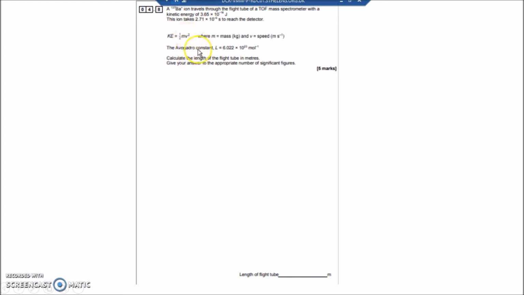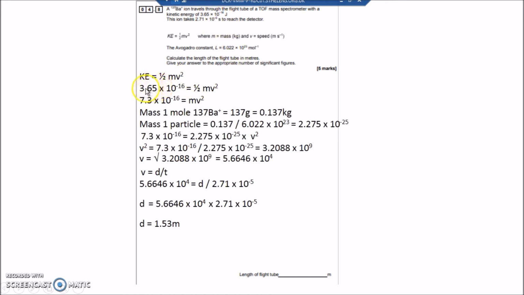I can square root it and find out v, and from that I can work out the length of the detector. So let's have a look. Kinetic energy equals half mv squared. Just to simplify, I'm going to multiply everything by 2, so 7.3 times 10 to the minus 16 equals mv squared. The mass of 1 mole of 137 barium is 137 grams. This m value is in kilograms, so I'm going to divide by 1000. Remember, a small unit up into a large unit, you divide by 1000. So the mass of a mole is 0.137 kg. I know the number of particles in a mole is Avogadro's number, so if I take this mass of a mole and divide by Avogadro's number, I'll work out the mass in kilograms of one particle, which is 2.275 times 10 to the minus 25.